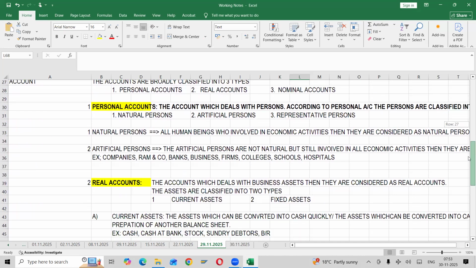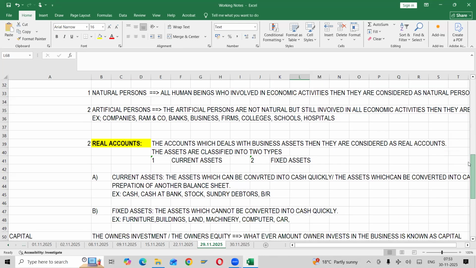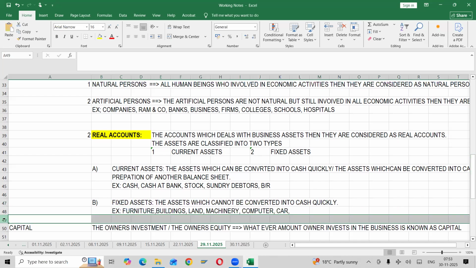In real account also, what do you mean by an asset? How many types of assets do we have normally? We have further types, but we will discuss them slowly, when we come to the asset accounting module. We'll discuss in depth fixed assets and types of fixed assets. So here, what do you mean by current assets? We discussed that. What do you mean by fixed assets? Again, fixed assets are further divided.